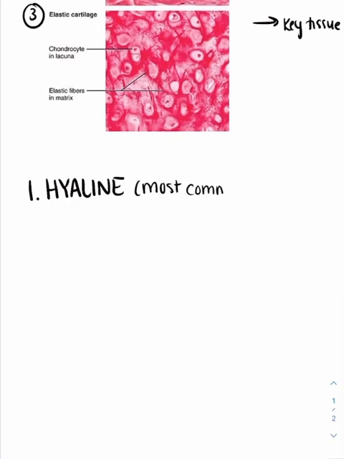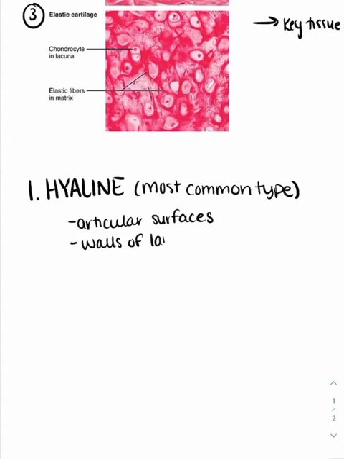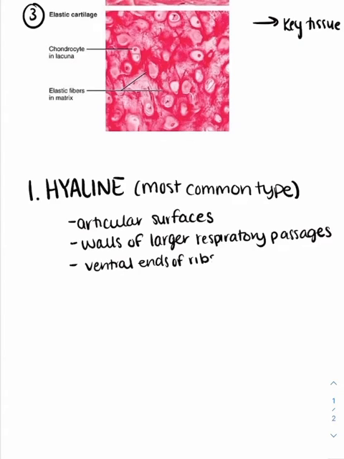We're going to find it in the walls of our large respiratory passages, such as our nose, our larynx, our trachea, our bronchi. It's going to be the ventral ends of our ribs where they articulate with the sternum. These are known as our costal cartilages. It's going to be in the epiphyseal plates of long bones. So that's going to be what creates longitudinal bone growth. Epiphyseal plates are going to be our growth plates, so what I drew earlier.